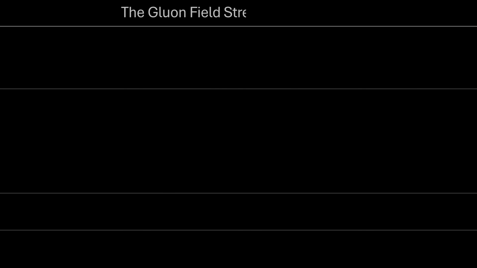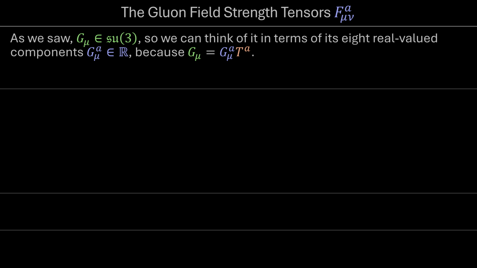Okay, let's talk about the gluon field strength tensors. So this is an F mu nu with an index A that corresponds to the generators of SU3. As we saw earlier, our gauge field has components which live in SU3. And so, remembering the octopus, we can think of the gauge field in terms of 8 real-valued fields, G mu A, where A is an index that runs from 1 to 8.